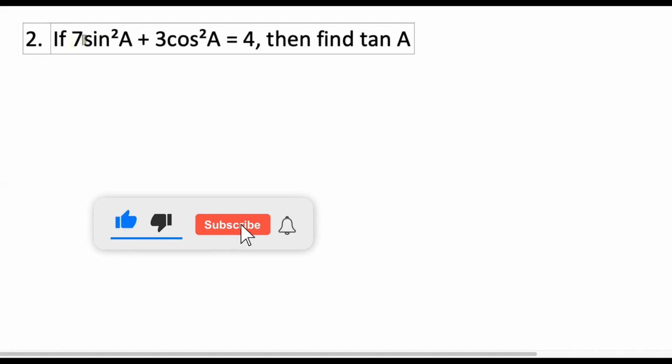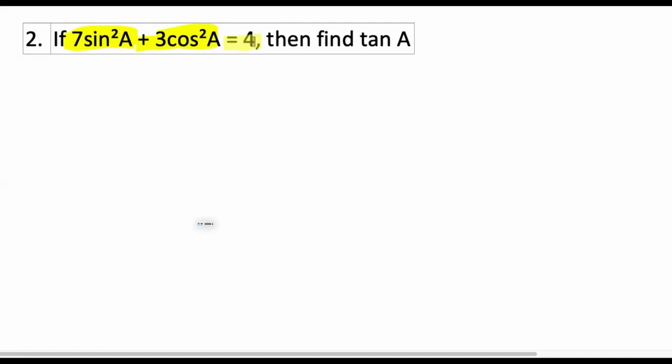In the next question, we are given 7 times sin square A plus 3 times cos square A is equal to 4, and we have to obtain tan A. Well, for working of this question, what I'm going to do is to split this 7 as 4 plus 3. Now check why we are doing like this.